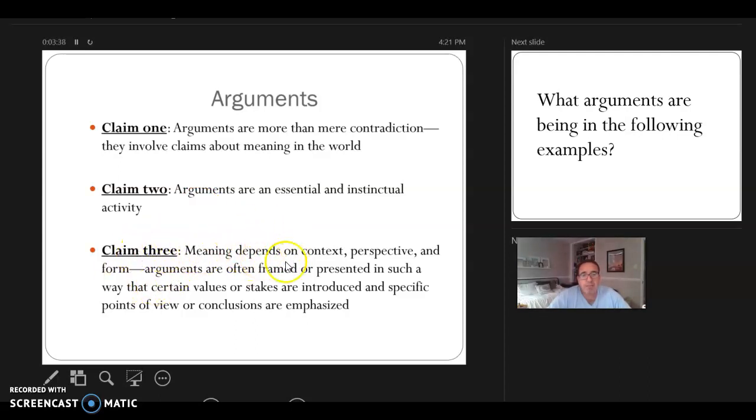Claim number three, meaning depends on context, perspective, and form. Arguments are often framed or presented in such a way that certain values or stakes are introduced and specific points of views or conclusions are emphasized. So in other words, it matters when we make an argument, how we make an argument, to whom we make an argument, to whom we don't make an argument, right? All of these things are part of the actual content of the message.